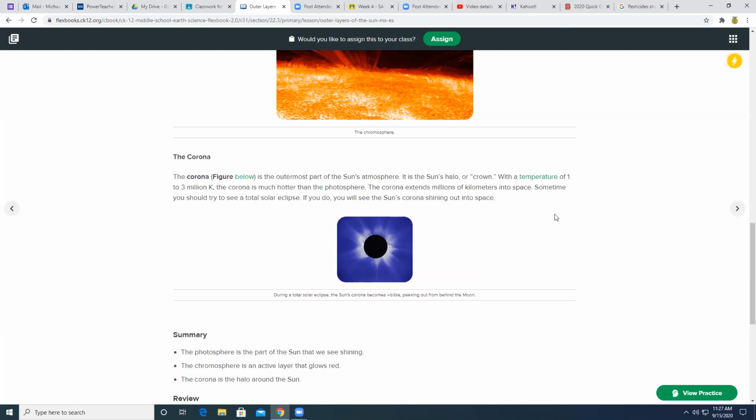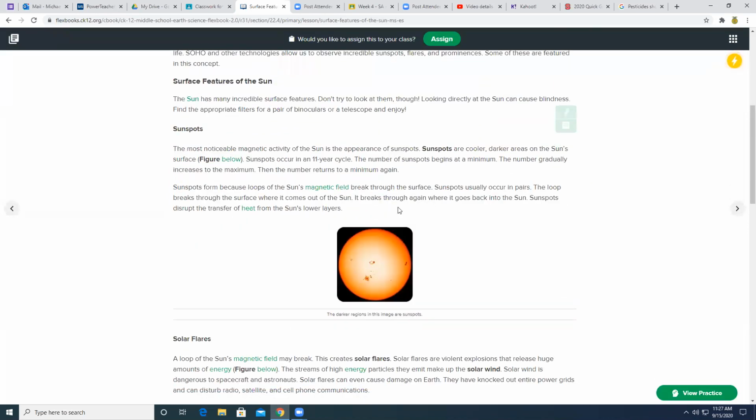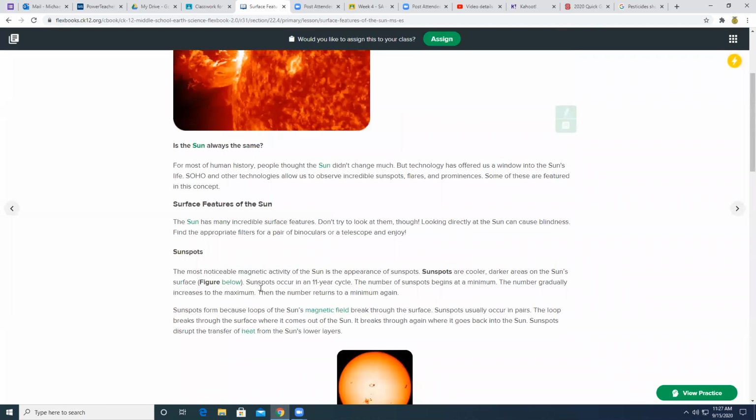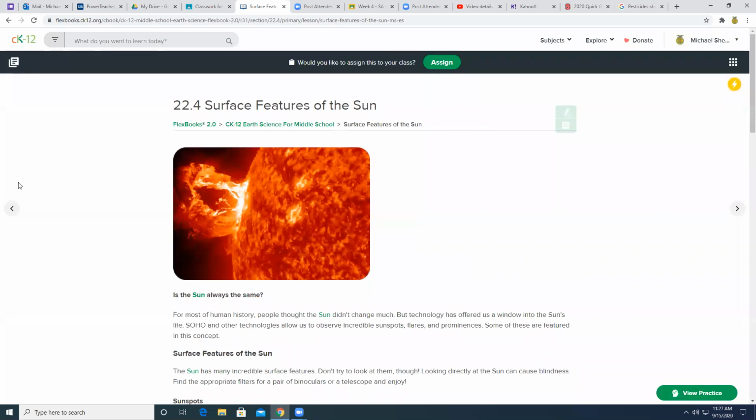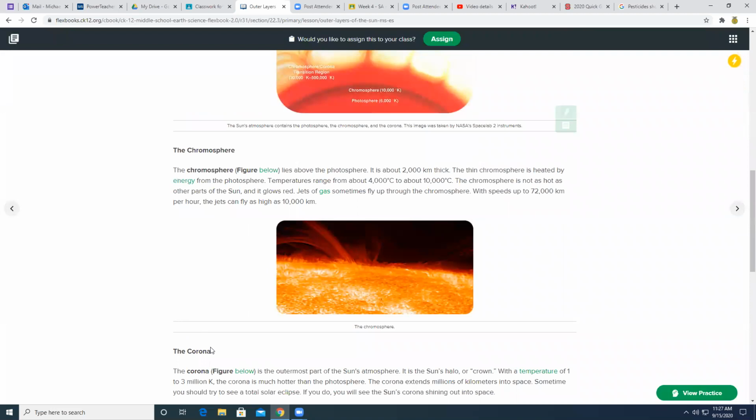So just a quick review. We talked about sunspots. Sunspots are cooler, darker areas of the surface. So when we talk about the corona layer and the photosphere, those are the outer layers of the sun. And the chromosphere. The corona and the chromosphere are where some cooler areas take place, and we see those on the Earth as sunspots. So that's enough for now.